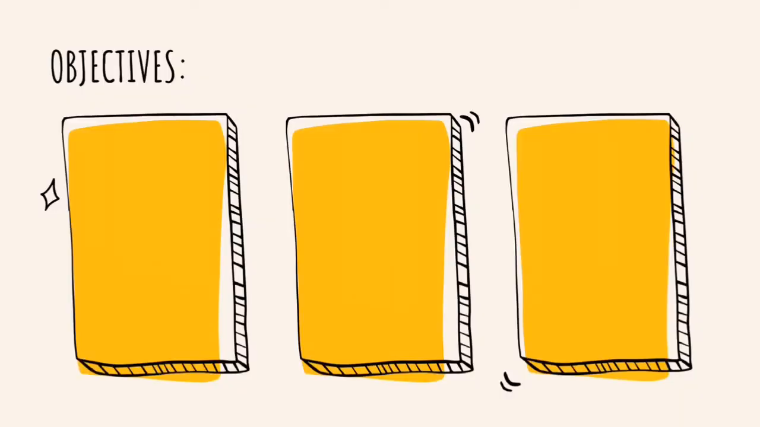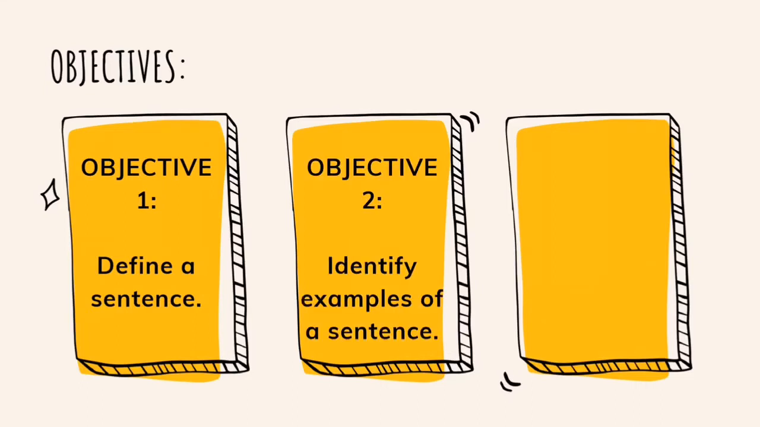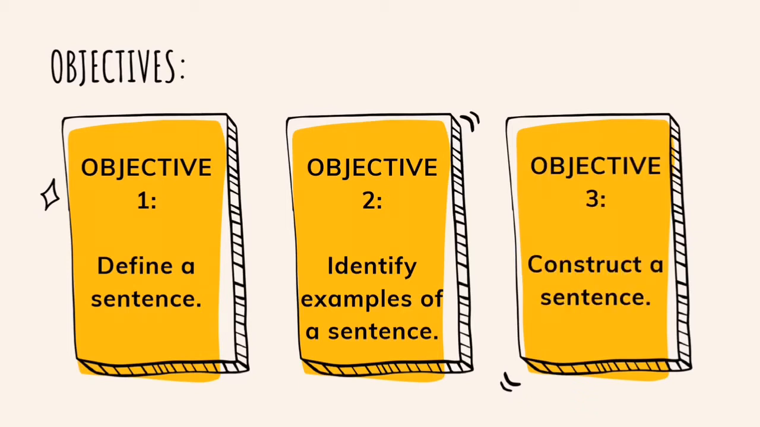For today's lesson, we have the following objectives. Number 1, define a sentence. Number 2, identify examples of a sentence. And number 3, construct your own sentence. Together, let's achieve these following objectives. I know we can do this. Let us start.